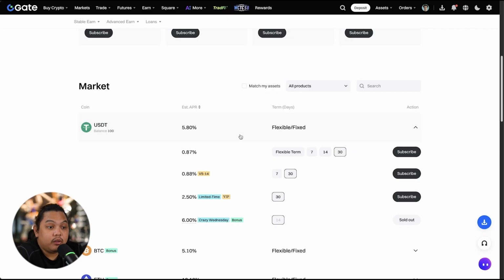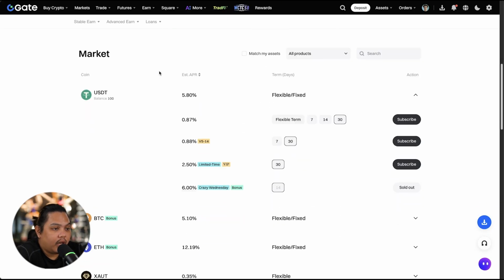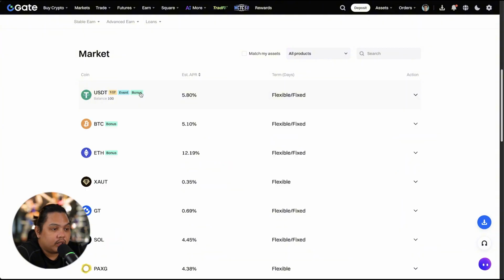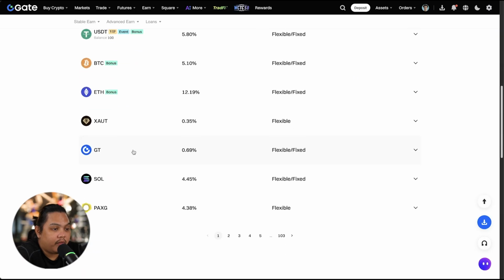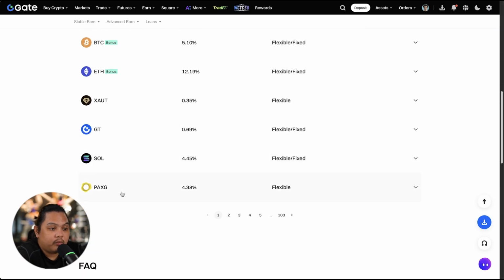You will be locking your tokens depending on the term that you select. You can have stable coins, Bitcoin, Ethereum, and other popular tokens over here. You can even earn using PAXG. So earn on your tokenized gold.